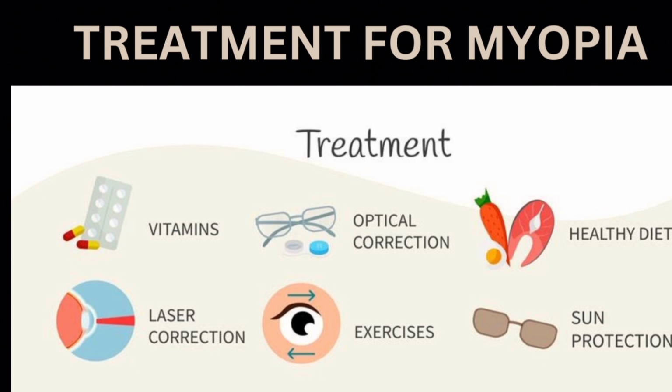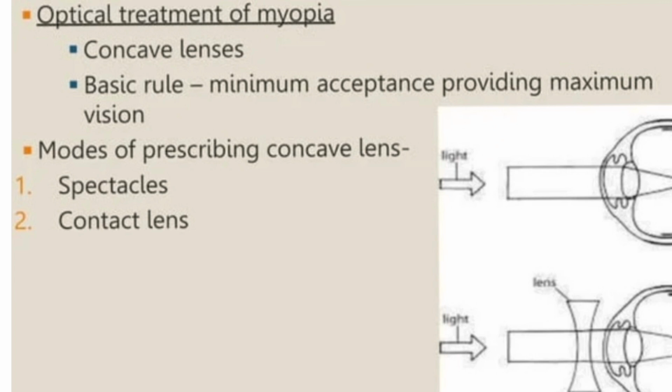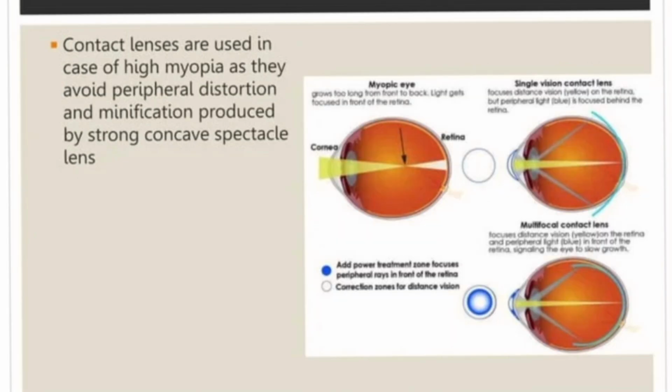Optical correction is concave lenses. Basic rule of minus power: minimum acceptance, providing maximum vision. Contact lenses are used in case of high myopia as they avoid peripheral distortion and minification produced by strong spectacle lens. See this image?